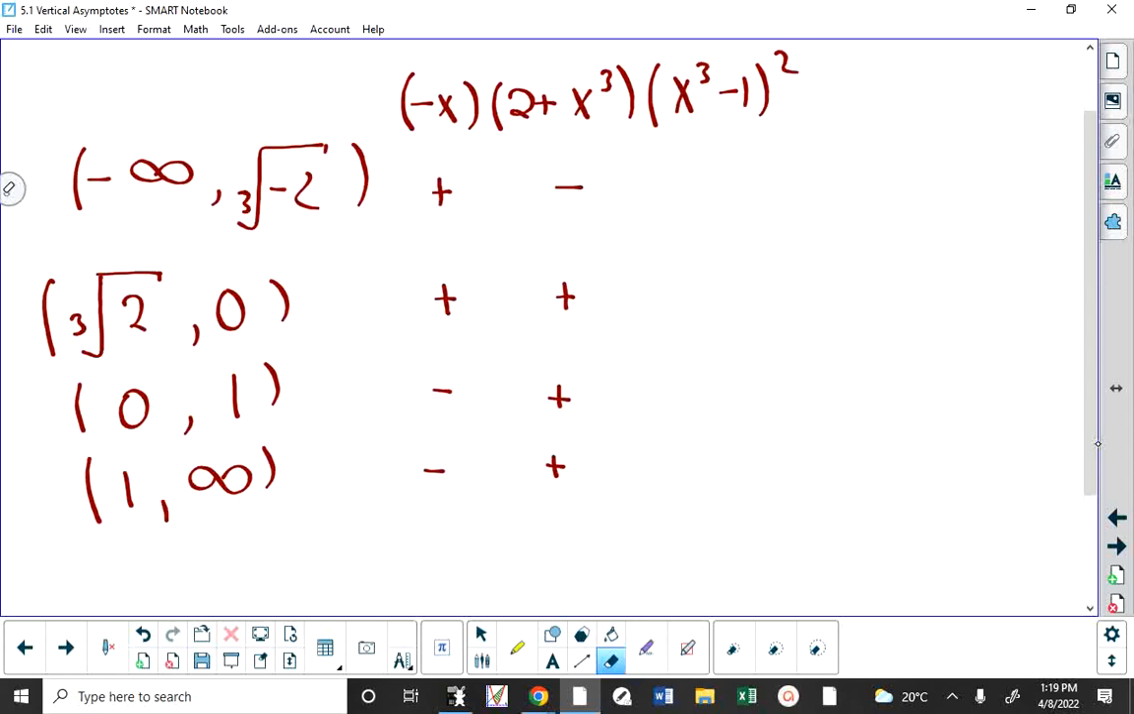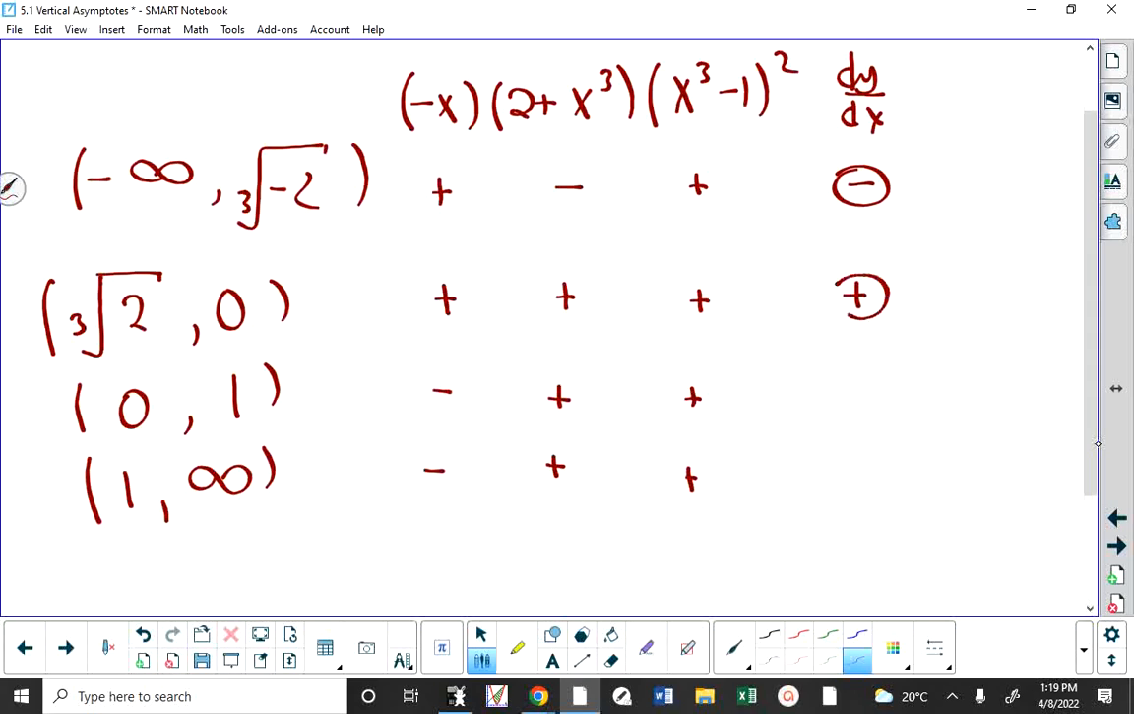And lastly, the last column here will be positive throughout, because it's x cubed minus 1 squared. It's squared. It doesn't matter what x cubed minus 1 is, you're going to square it and get a positive. This tells us that the derivative will be negative, then positive, then negative, and then it's still negative. That tells us the function in this interval is decreasing, it's increasing, it's decreasing, and it's continuing to decrease.